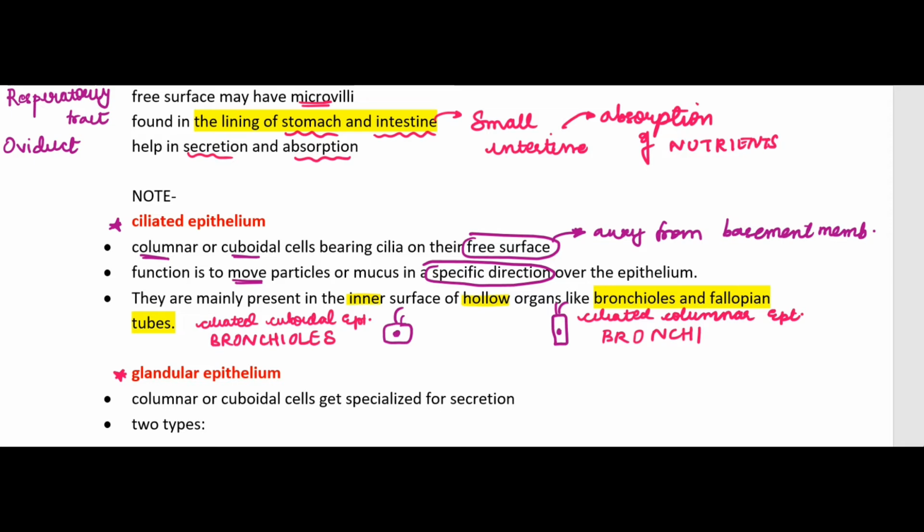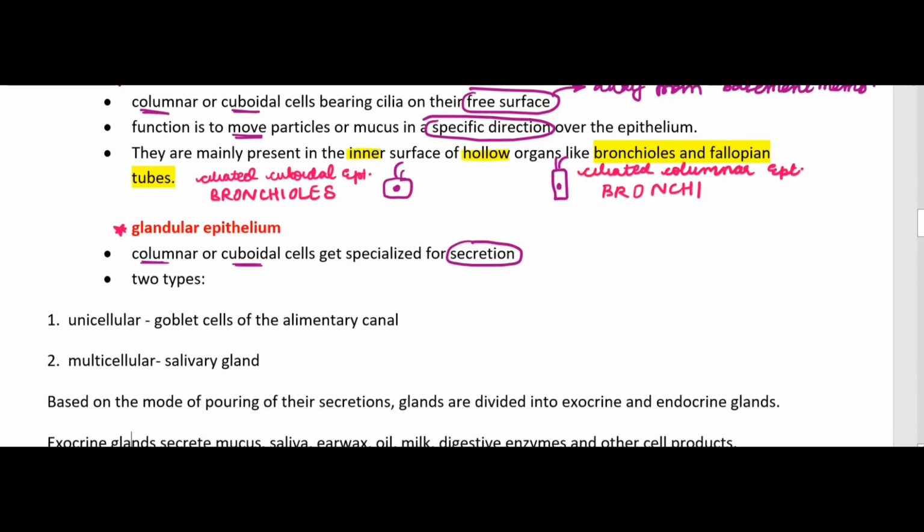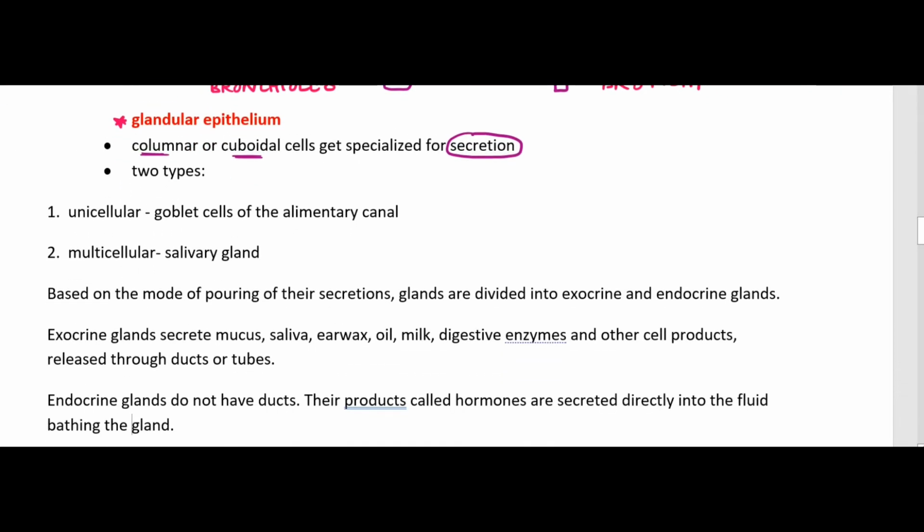Yeah, so next type is the glandular epithelium, in which the columnar or cuboidal cells get specialized for secretion. So the main function is secretion. So glandular epithelium again can be either columnar or cuboidal cells. These glandular epithelium can be of two types, either unicellular or multicellular. Unicellular, very popular example is the goblet cells which secrete mucus which is present in the alimentary canal. Yes, they are single celled glandular epithelium.